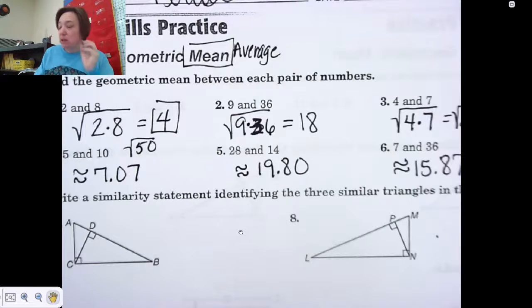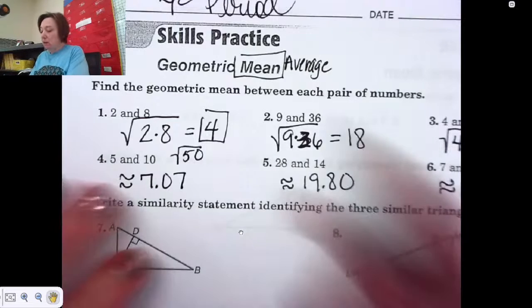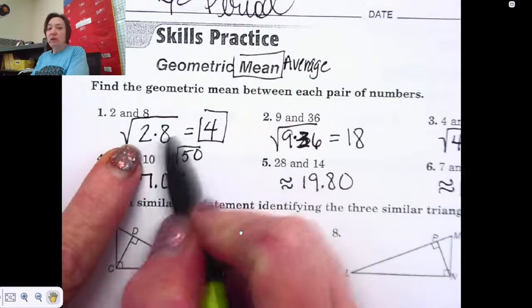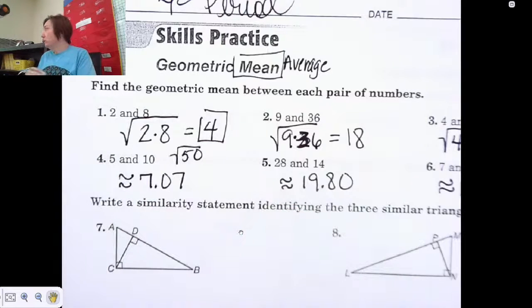So just a quick reminder to find the geometric mean, all you do is multiply the two numbers and take the square root of it. That's how you find the geometric mean.